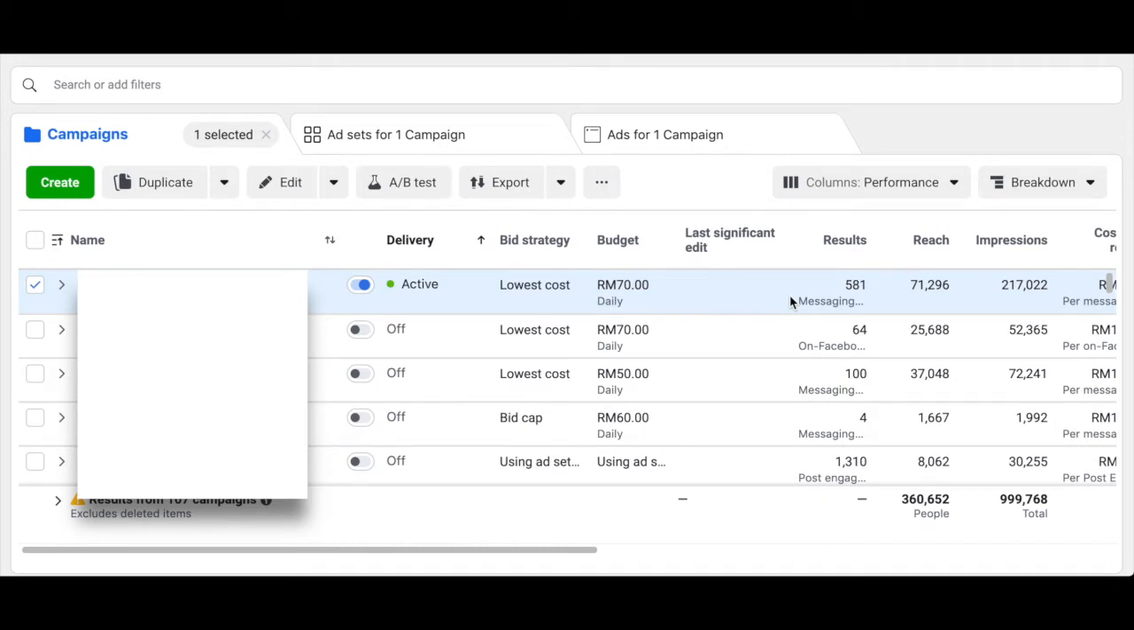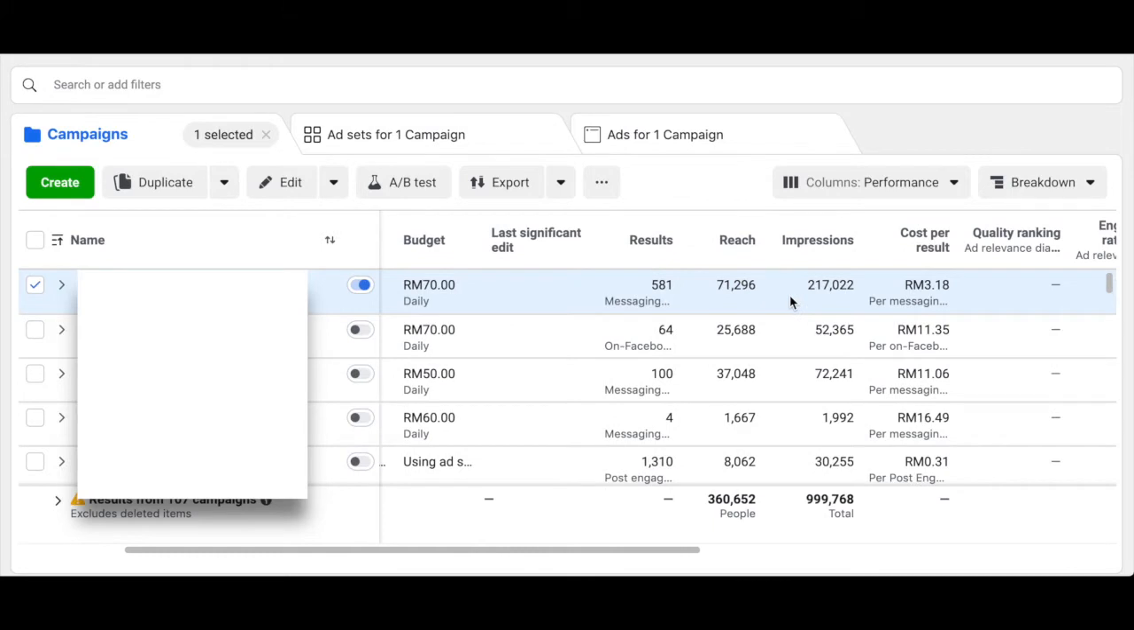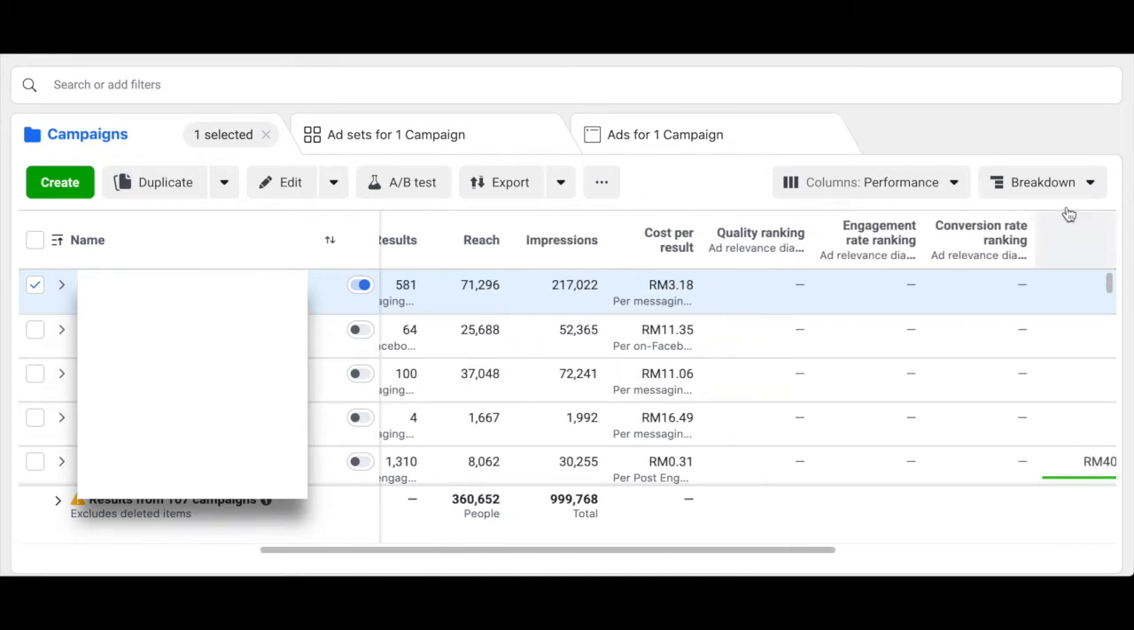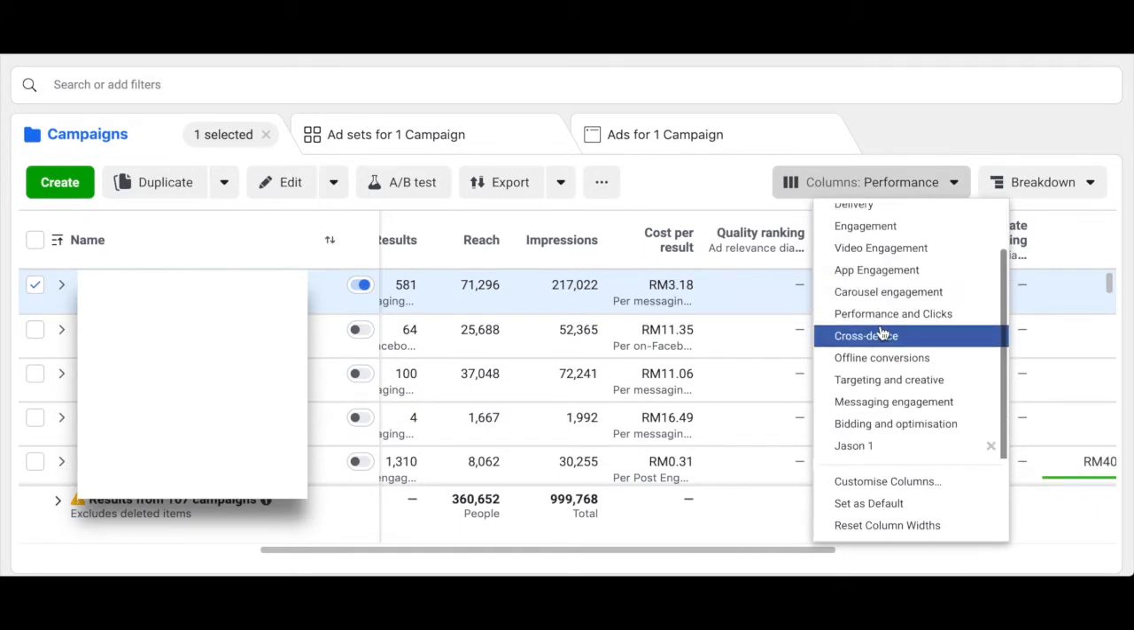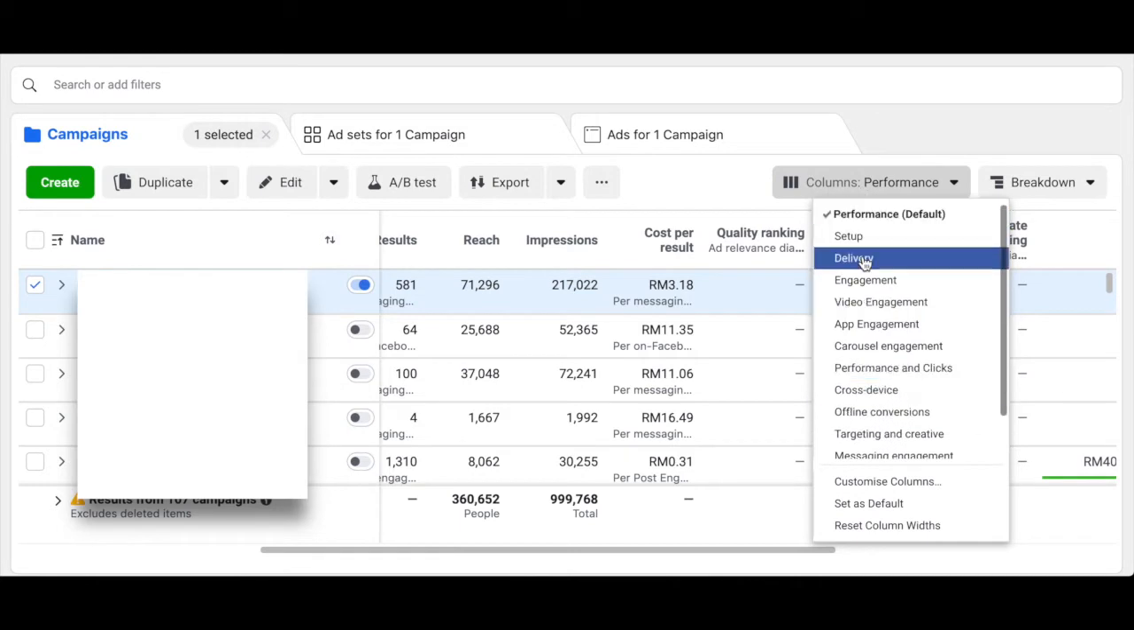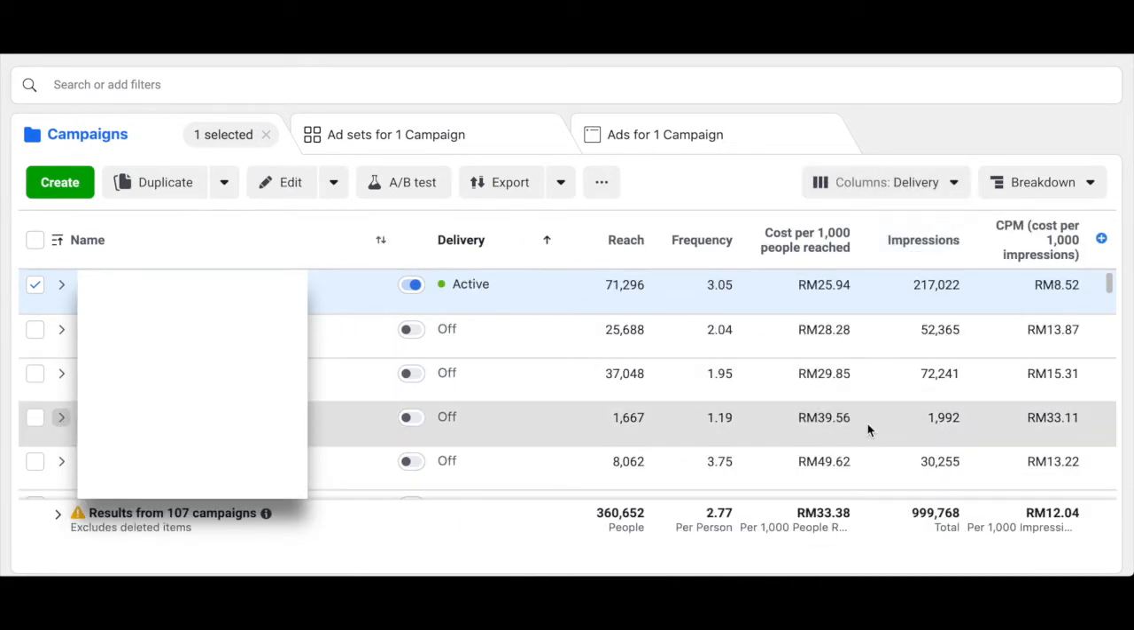Now, a lot of people already know that, oh, I have reached that many people and the impressions, blah, blah, blah. What else can you see? Okay, so this is where I want to start walking you through the potential numbers that you can get to see. Now, let's take a look at this campaign, for example. Basically, you're able to customize your column. That's the first thing I want to tell you. A lot of people don't even know this. Multiple columns means you can actually switch over to look at different numbers from different angles.